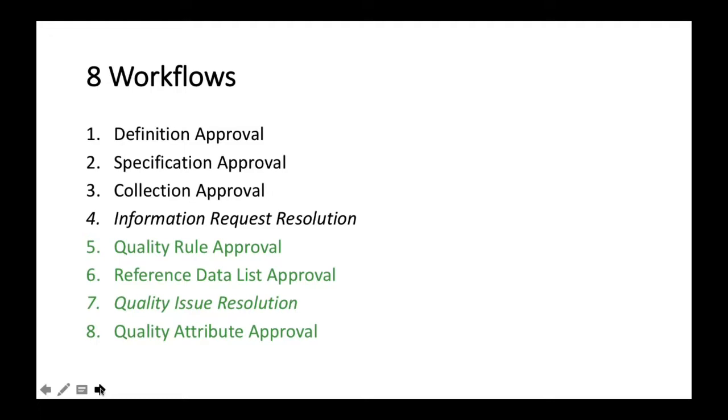Of these 8, 6 of them result in what I call an object in an approved state. You're taking a definition, you're taking a quality rule, and you're taking it from I just drafted it to an approved state. The other 2 of the 8, number 4 and number 7, operate a little differently. Those operate like ticketing systems. So someone is asking a question, and when that question is resolved, that issue is resolved, the ticket is closed. So those 2 do work like ticketing systems, information requests and a quality issue resolution. So they don't end in an approved state. They end in more of a closed ticket kind of state.